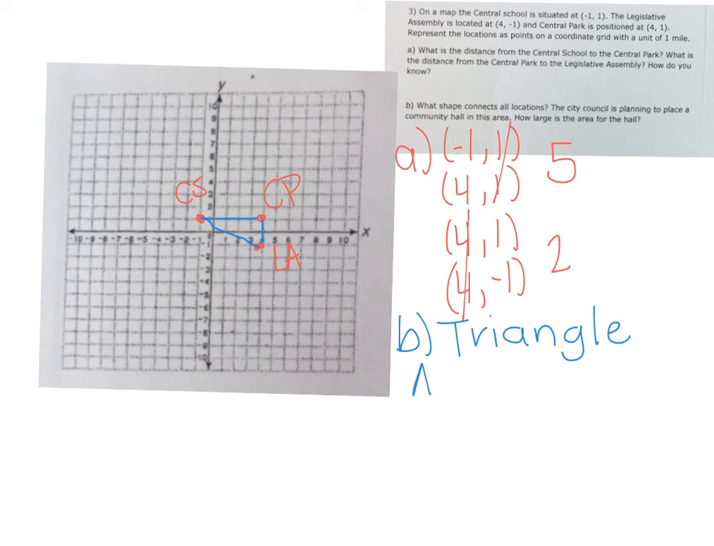So I'm finding area, and it's a triangle. So my formula is base times height divided by 2. My base would be 5. My height is 2 because there's my right angle. 5 times 2 is 10. Divided by 2 is 5 miles squared.